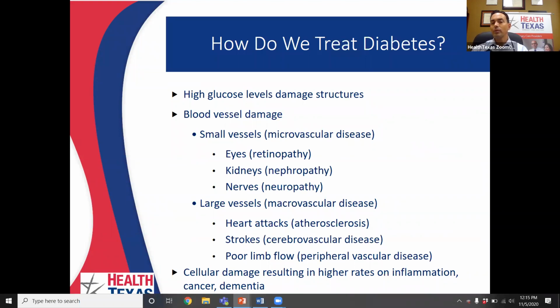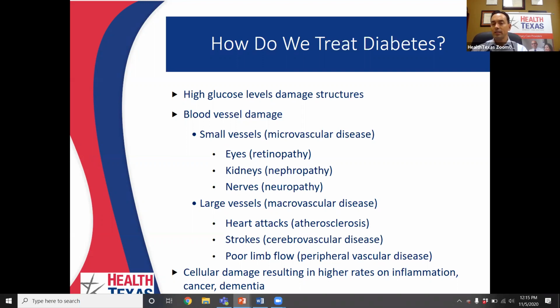All right, so how do we treat diabetes? And maybe a better question too is why do we treat diabetes? So as you're well aware, and I think seems fairly obvious, high glucose levels are obviously damaging to the body, but they're damaging at a few different levels. So one is that high glucose levels can directly damage physical structures within the body, and this would include things like proteins, collagen, and also vessels, for example, that are housing blood.